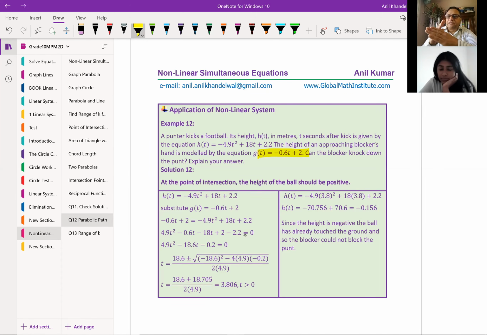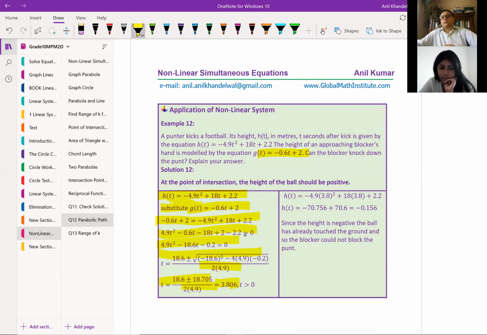So the general approach is exactly what we have been dealing with. If there is a point of intersection, both graphs will meet at the same point, right? That means the t value and the h(t) or g(t) should be the same. So basically, we know what h(t) is, we know what g(t) is. We're going to substitute g(t) there, because their height and time have to be the same also, right? So when you substitute, you solve using the quadratic formula, as we did. And once you do that, you get an answer.